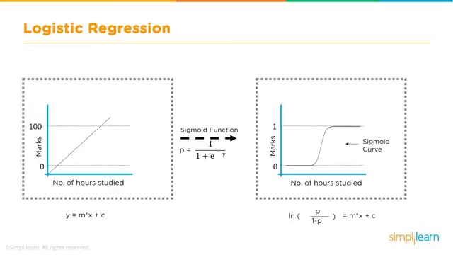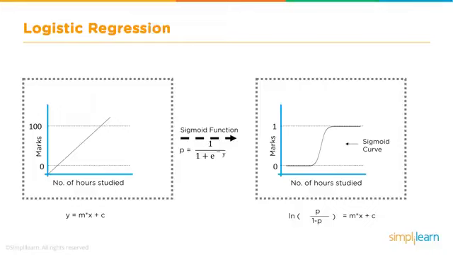So you can see here we have our marks, 0 to 100, and number of hours studied. That's going to be what they're comparing it to in this example. And we usually form a line that says y equals mx plus c. And when we use the sigmoid function, we have p equals 1 over 1 plus e to the minus y. It generates a sigmoid curve.